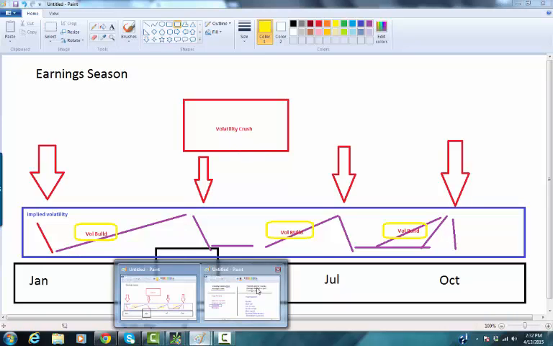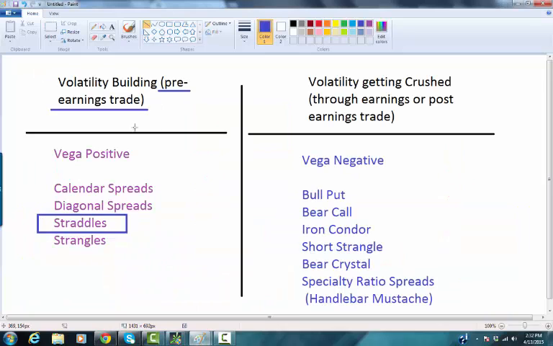Let's start with this list. Volatility building can be any of these four, but it can really be anything that is Vega positive. And so as you learn options, look for whether or not something has a Vega positive risk profile or not. Vega measures the impact of implied volatility changing. We're going to go through a graph here in just a minute. As you look through this list, you can think of, well, what is Vega negative?